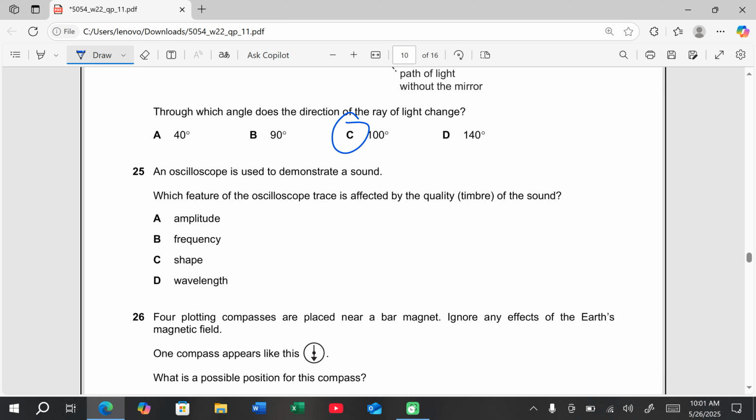An oscilloscope is used to demonstrate a sound. Which feature of the oscilloscope trace is affected by the quality of the sound? It is always the shape of the wave. The amplitude goes with the loudness, frequency goes with the pitch, and that's why only the shape is the one.